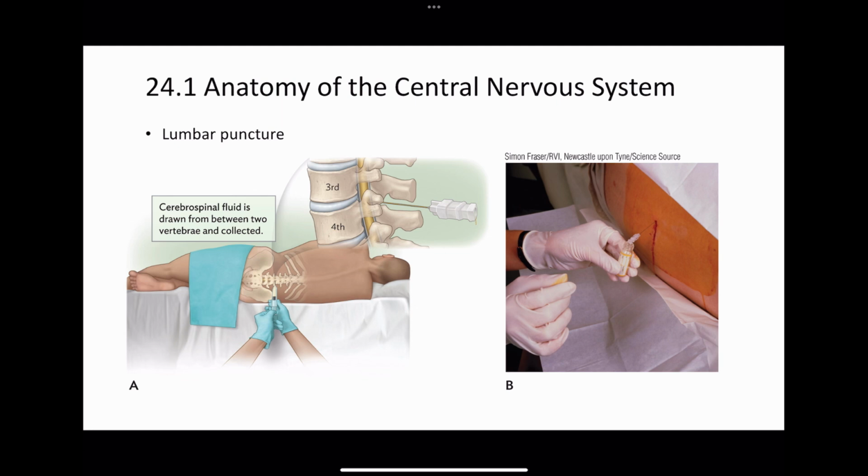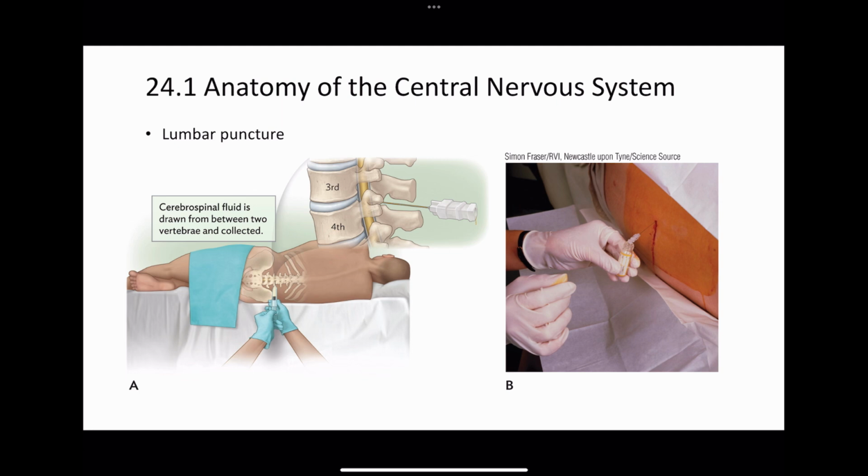The fluid is tested for red and white blood cells, protein, and glucose. The clarity and color of the fluid are also checked, and it is tested to see whether bacteria, viruses, or abnormal cells are present. The lumbar puncture can diagnose infections such as encephalitis, meningitis, and Guillain-Barré syndrome.